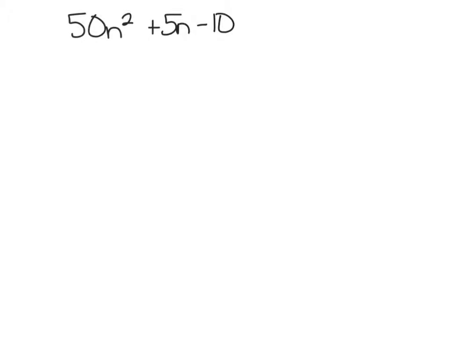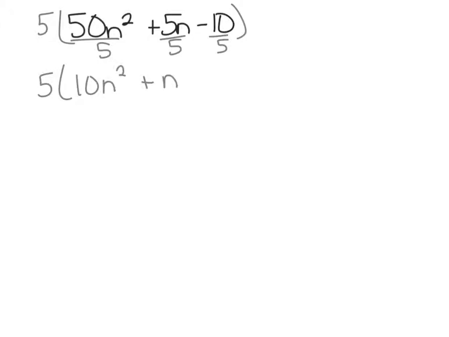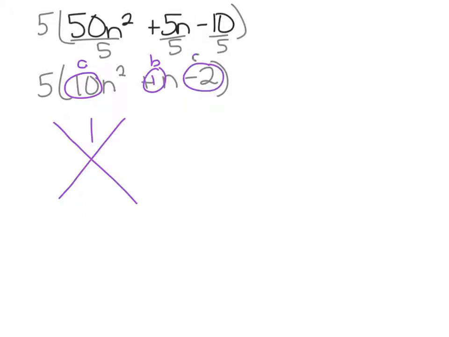Okay, for this last example, we start again by looking for the greatest common factor, which in this case is 5. We divide everything by 5, and you get 10n squared plus n minus 2. Now remember, the 5 will remain as part of our answer. Now we can do our x. B, which is 1, goes on top. On bottom you have a, which is 10, times c, which is negative 2. 10 times negative 2 is negative 20.